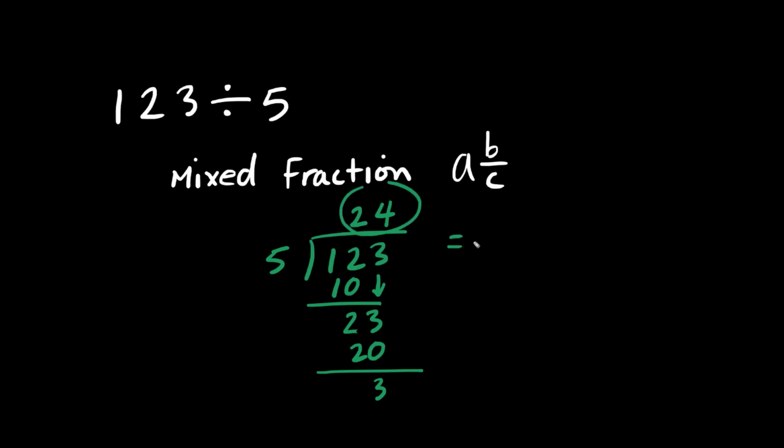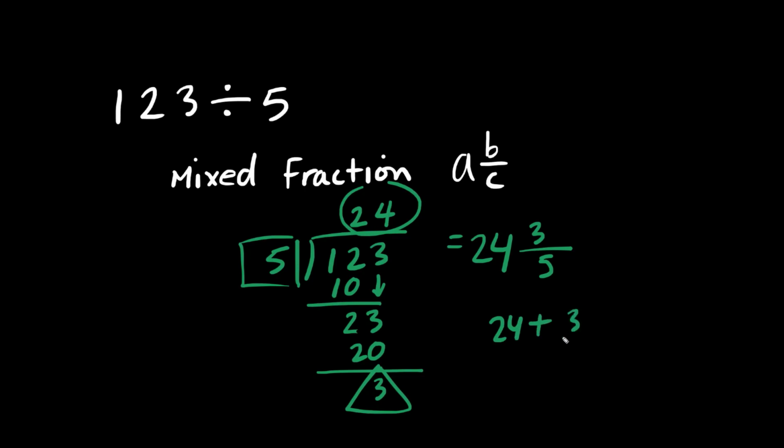So the answer is 24, and this here is your remainder over your divisor, which is on the left side here. So 123 divided by 5 as a mixed fraction is 24 and 3/5, which is the same thing as 24 plus 3 over 5.